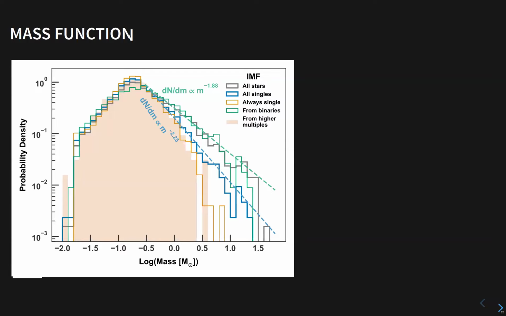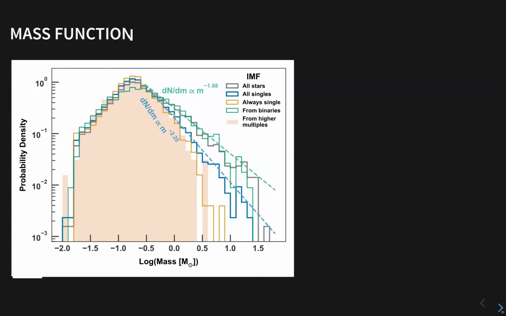For example, for the mass function of single stars, and that's illustrated here. So this is a bit of a busy plot, so bear with me. These are all mass functions, right? The gray is the mass function for all stars, so that's really the mass function. And then I have different subpopulations of single stars. So the blue is all singles, right? So you have the steeper fall off, as you would expect. You have more single stars towards lower masses.